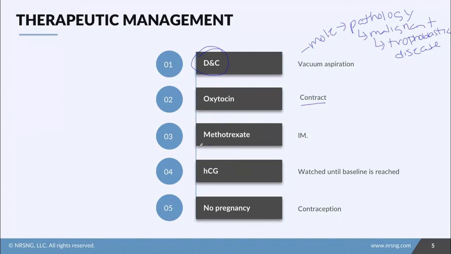Methotrexate, so this is given IM, and what this is going to do is inhibit the cell division, that rapid cell division that's happening to form all those grape-like clusters. It's going to inhibit this so that it won't keep happening. It'll slow it down. And then HCG. So this is lab work. It's going to be done. We're going to watch until the baseline HCG level is reached, until we're at a non-pregnancy state. This patient cannot get pregnant, no pregnancy for 1 year following a molar pregnancy. So she's going to need contraception.